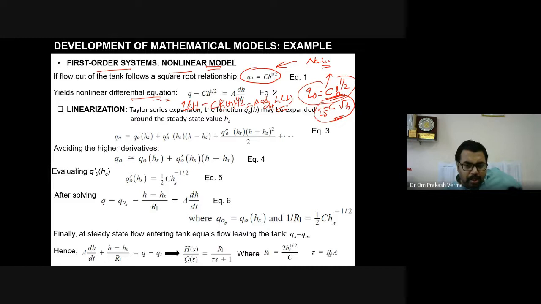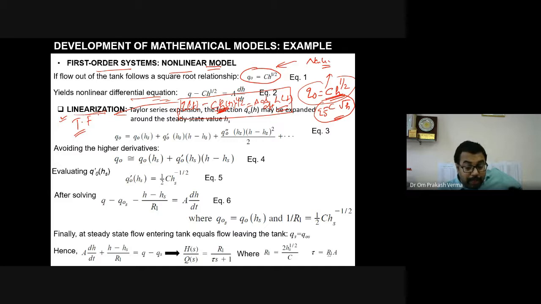Now, in order to find the transfer function, if the equation is non-linear, there is no method to find the transfer function. You can't find it. So what do we have to do? One of the easiest techniques employed in the literature is the linearization technique. We try to make a linear equation from this non-linear equation near the steady state point.